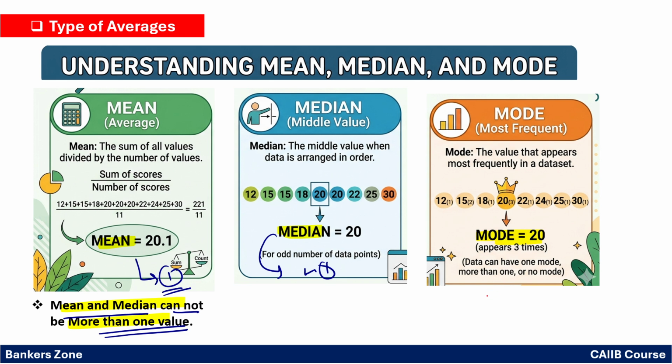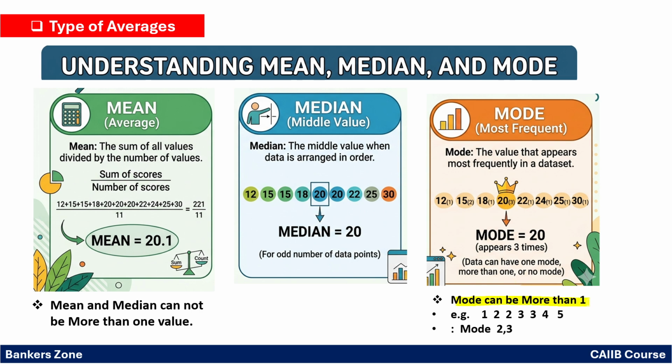For example, say if I write 1, 1, 2, 2, 3, 4, 5. What is the mode here? 1 appears 2 times and 2 also appears 2 times. So 1 and 2, there are 2 modes in this case, right? That means I can say mode can be more than 1. Similarly, if 2 and 3 appear 2 times, the mode will be 2 and 3.